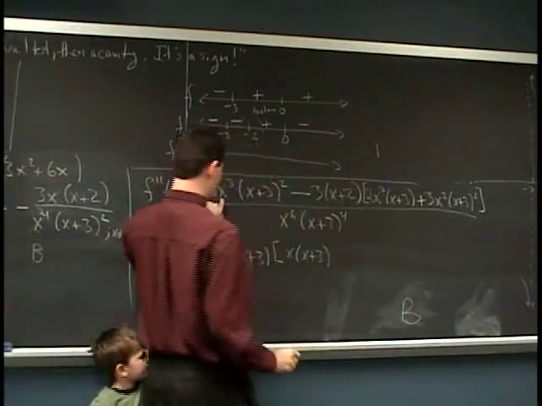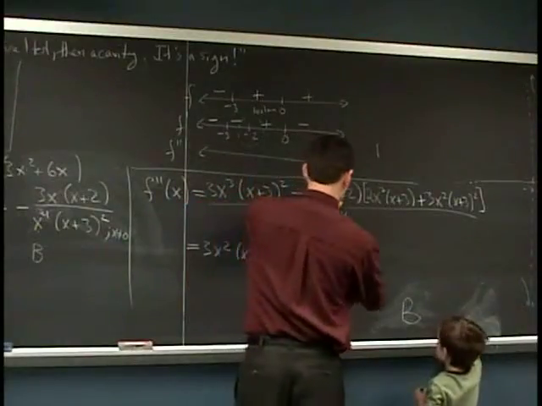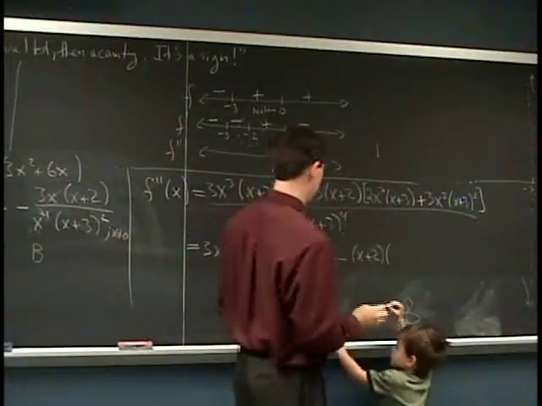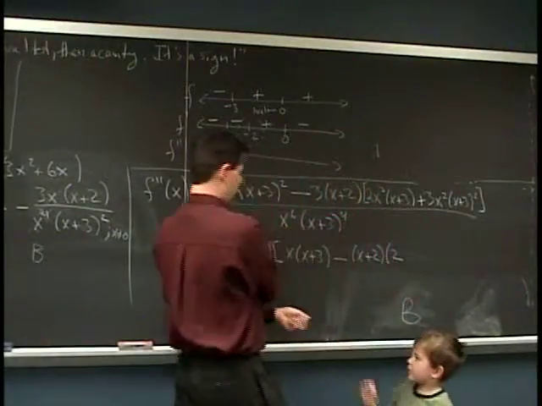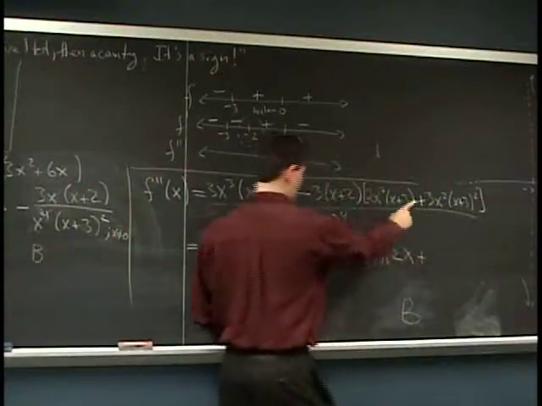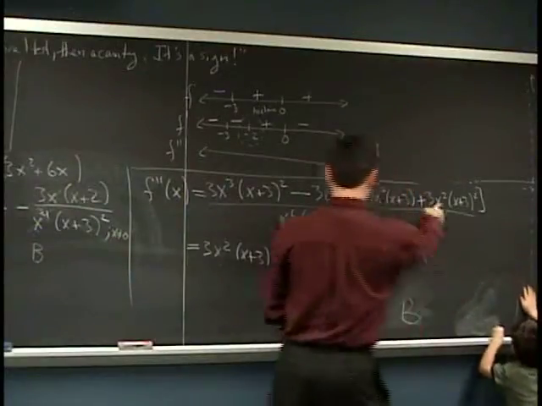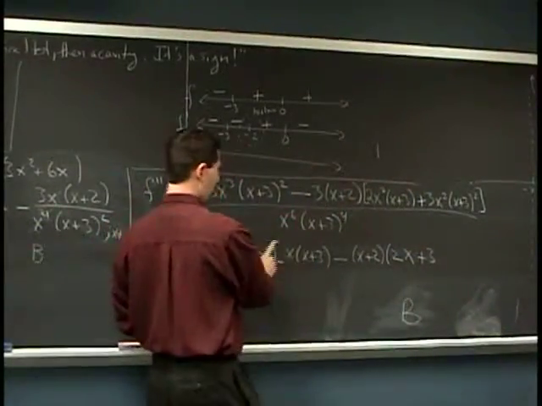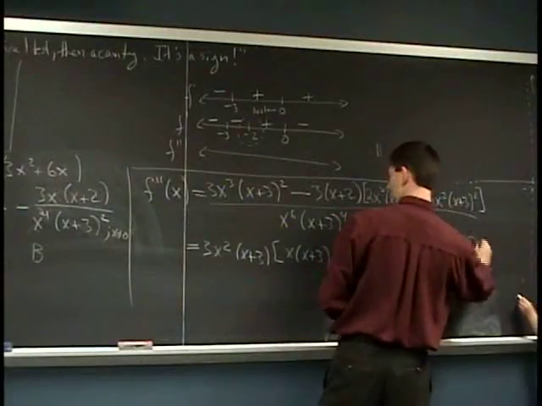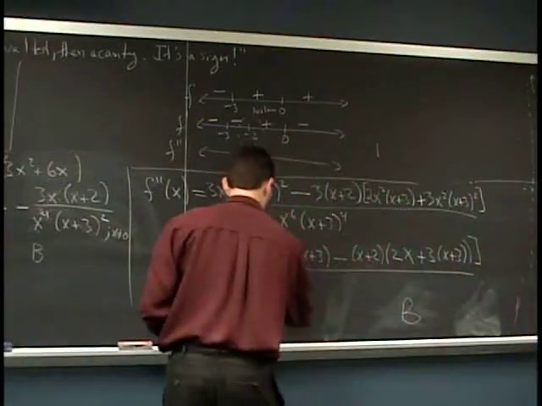Times x plus 3 minus, okay, I have an x plus 2 times, okay, I'm left with a 2. I pulled out an x squared, so I just have an x. I pulled out the x plus 3 plus, I still have a 3 in there. I pulled out the x squared, so that's gone, and I pulled out 1 x plus 3, so I just have x plus 3. x to the 6.